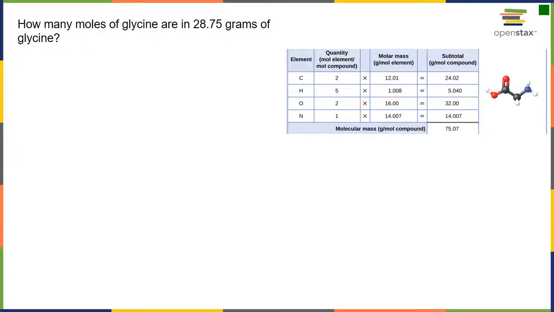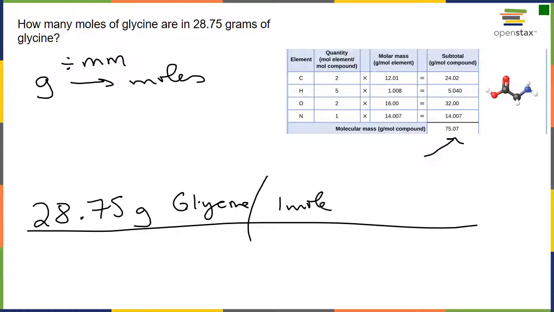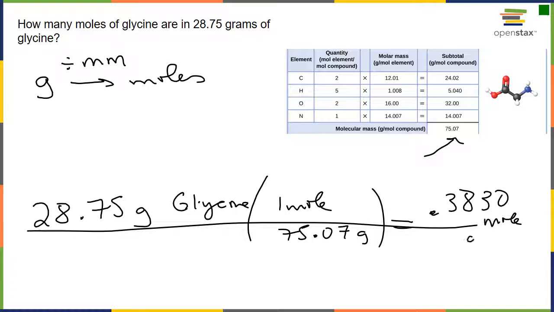All right, let's look at a molecule instead. It works exactly the same way. If I want to go from grams to moles, I'm going to divide by molar mass. Now, the molar mass of glycine here is given as 75.07 grams per mole. So if we start out with 28.75 grams of glycine, we know there's 1 mole for every 75.07 grams of glycine, and that is going to give us a total here of 0.3830 mole of our glycine.